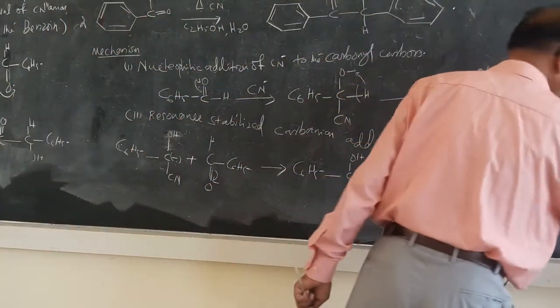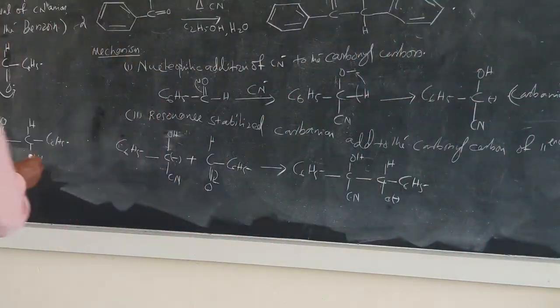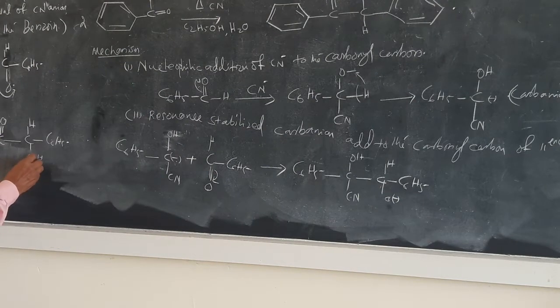Let me rewrite it. So this is OH. This one is OH. So this OH group, this O minus, this is O minus. So this H is moving to this O, it will be OH. And this CN is removing out. And this O, H is 1, it is O minus. This will be changing to the CO. So this compound is known as benzoin.